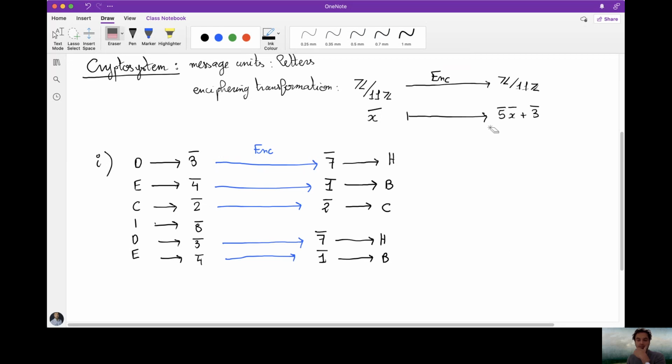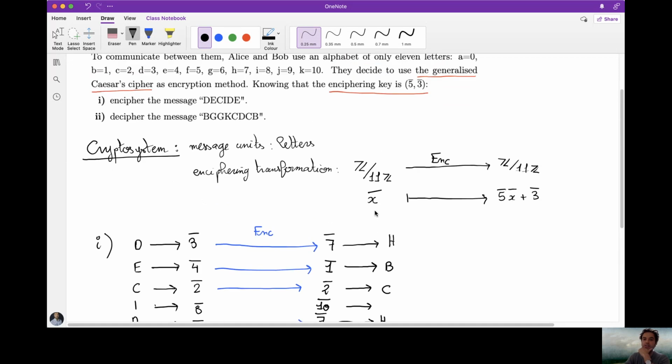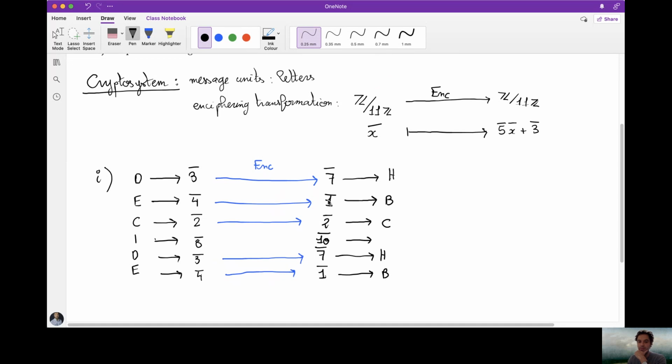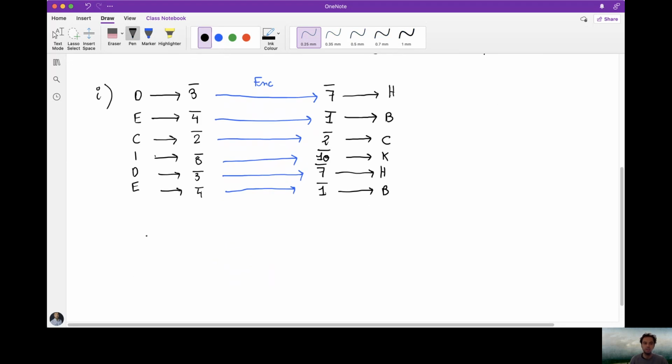So it's 5 times 8, 40, plus 3, 43. Modulus 11 is minus 1, therefore the same as 10, which means that 10 is letter K. Letter K here. Okay, so therefore the ciphertext that we find in the end is just H, B, C, K, H, B. Good. So that was simple.